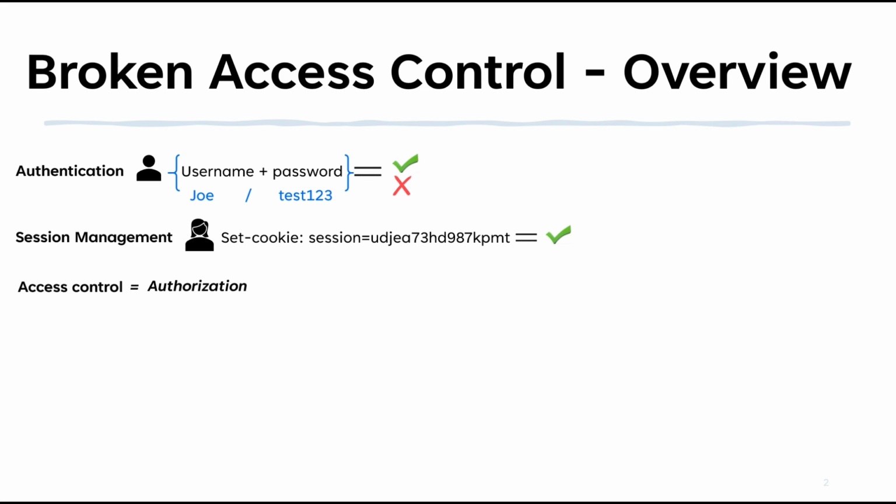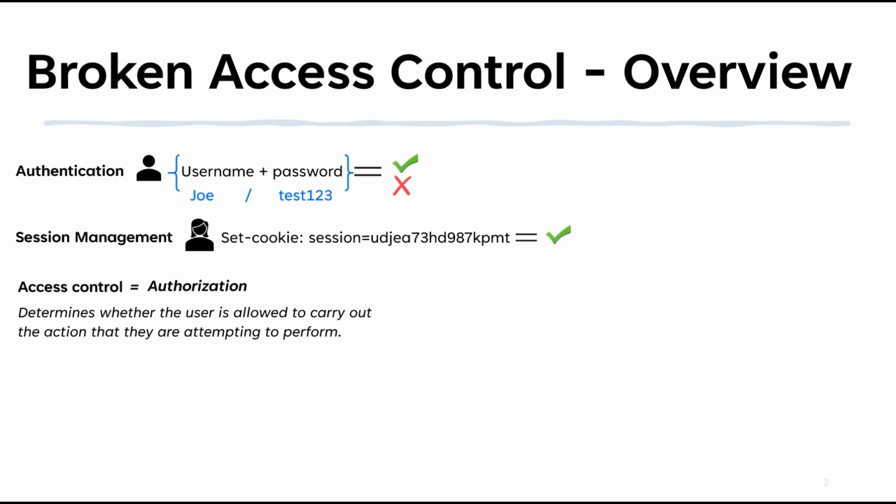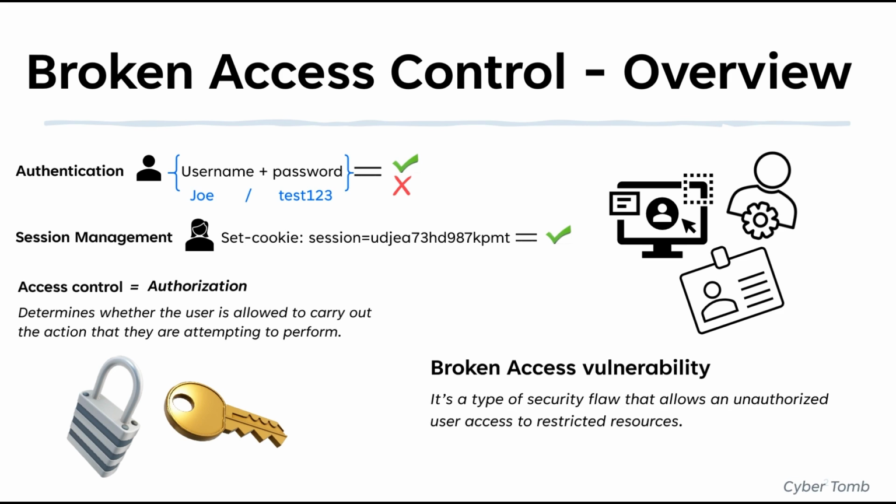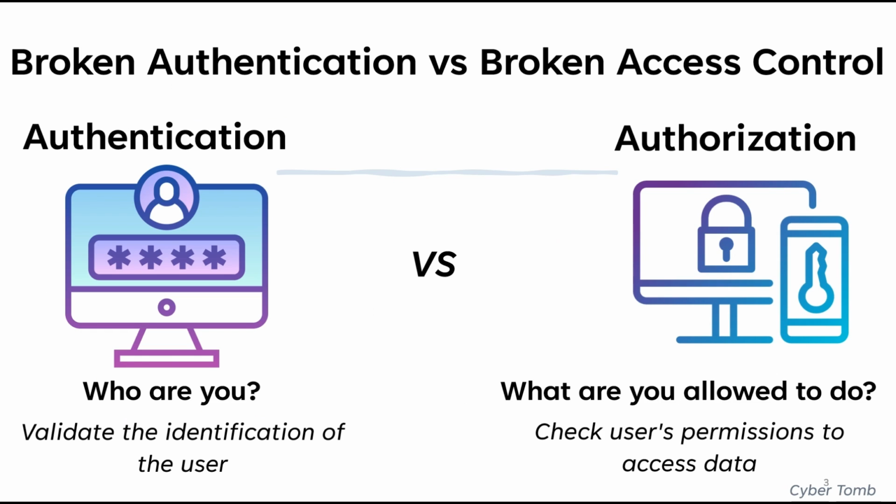So now, knowing what authentication is and what session management is, let's describe what access control is. Access control is basically equal to authorization. It determines whether the user is allowed to carry out the action that they are attempting to perform. Okay. And now, knowing this, what is broken access control vulnerability? It's a type of security flaw that allows an unauthorized user access to restricted resources. So that's what it is.